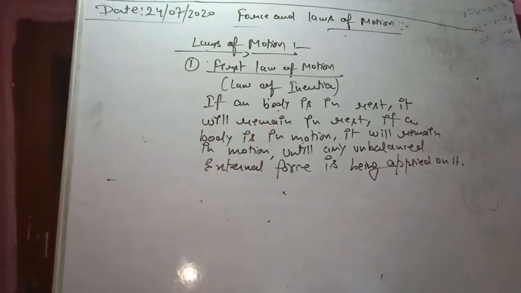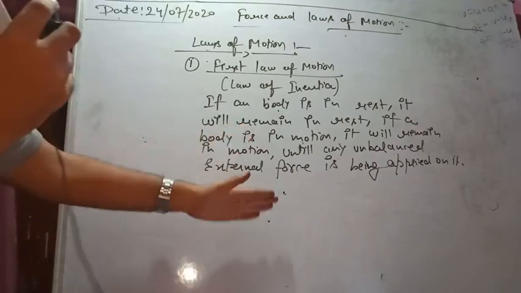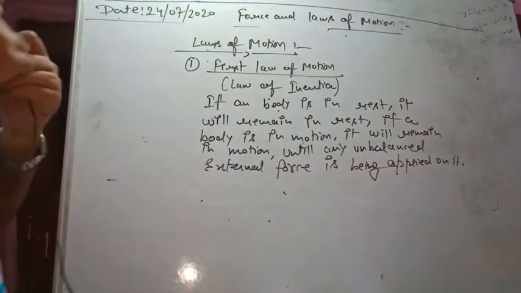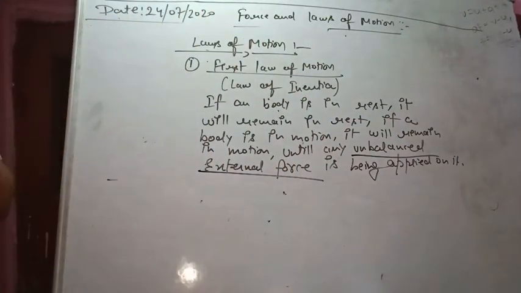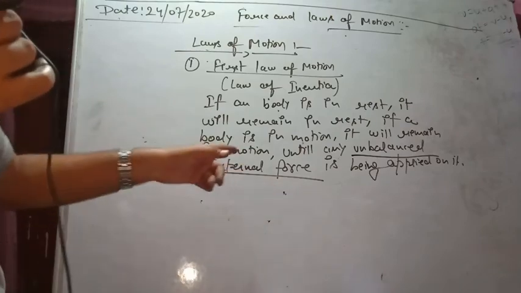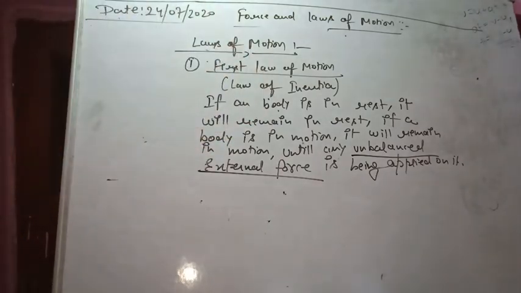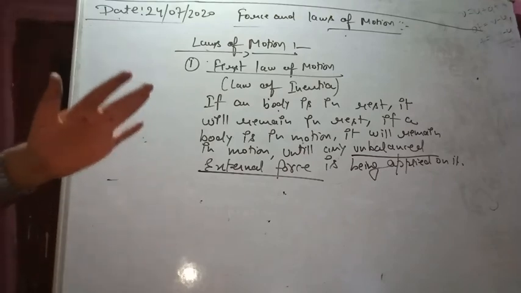If a body is at rest, it will remain at rest. If a body is in motion, it will remain in motion until an unbalanced external force acts on it. This is very important. We already discussed this thing in the beginning of our lecture. Unbalanced external force. For moving the object, the force applied should be an unbalanced external force. It cannot be a balanced force. A balanced force cannot move a body. Once you apply an unbalanced force, it will move. Once you apply an unbalanced force, it may stop. So for moving a body or stopping a body, you require an unbalanced external force.